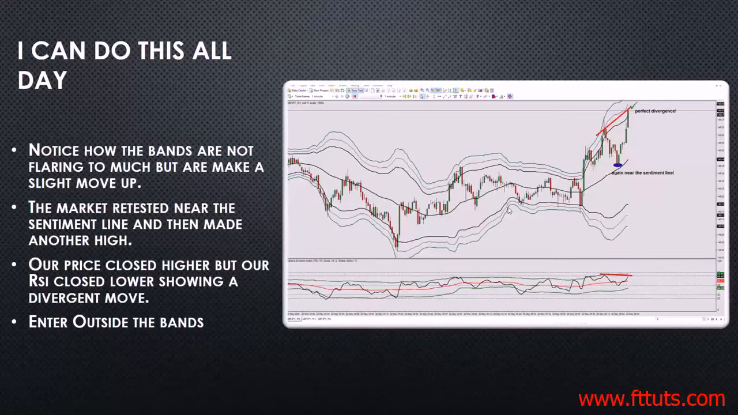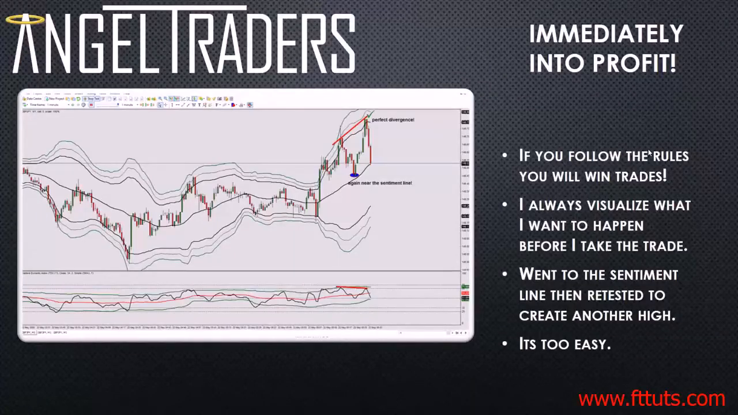Notice how the bands are not flaring too much, but are making a slight move up. The market retested near the sentiment line and then made another high. Our price closed higher, but our RSI closed lower, showing a divergent move. Enter outside the bands, and let's watch what happens. Immediately into profit. If you follow the rules, you will win these trades.